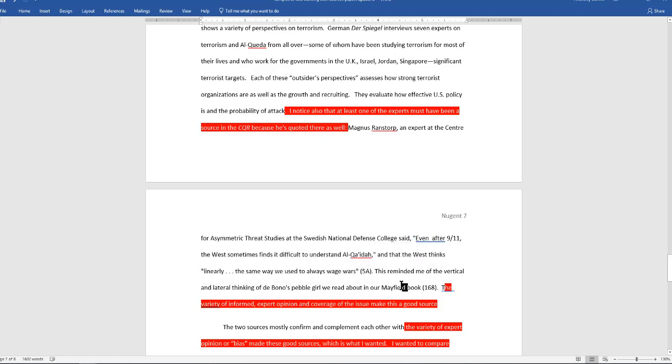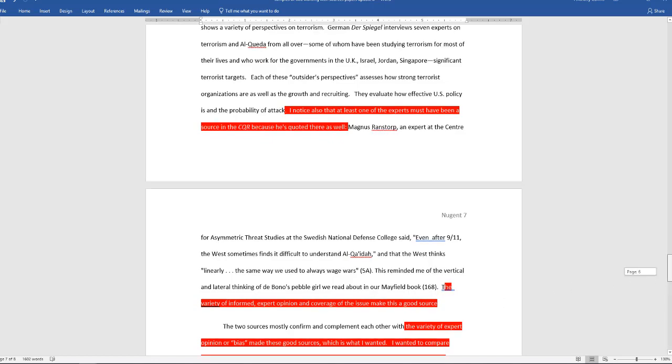This reminded me, the student says, of the vertical and lateral thinking of De Bono's Pebble Girl we read about in our Mayfield book. Now, this was from a student in class who was reading the print version of this, but this isn't a bad way to connect to the subjects that we're dealing with in class. I did provide the Pebble Girl as a supplement under content, but the idea is that she thinks outside of the box, and so too does a source try to think outside of the box about an issue that beleaguered us and continues to. The variety of informed expert opinion and coverage of the issue make this a good source.